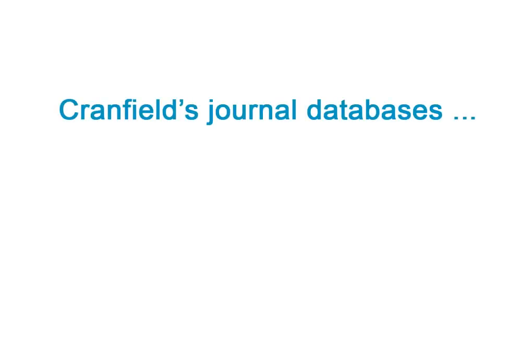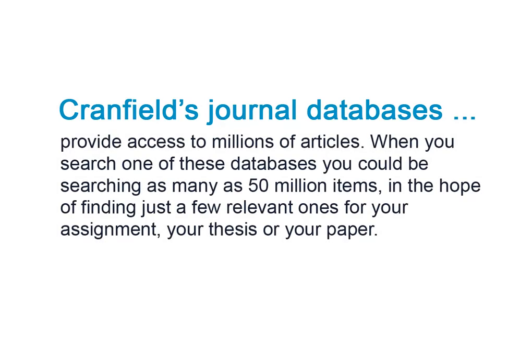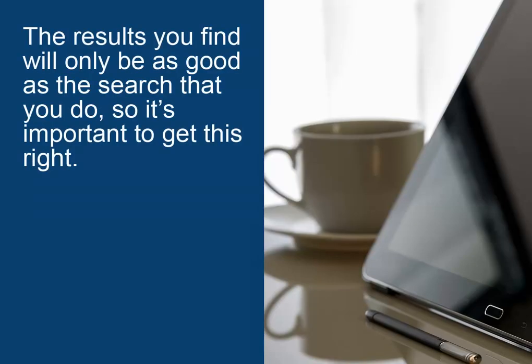Cranfield's journal databases provide access to millions of articles. When you search one of these databases, you could be searching as many as 50 million items in the hope of finding just a few relevant ones for your assignment, your thesis or your paper. The results you find will only be as good as the search that you do, so it's important to get this right. Here are some further hints and tips to get you started and to make your searches more efficient and effective.